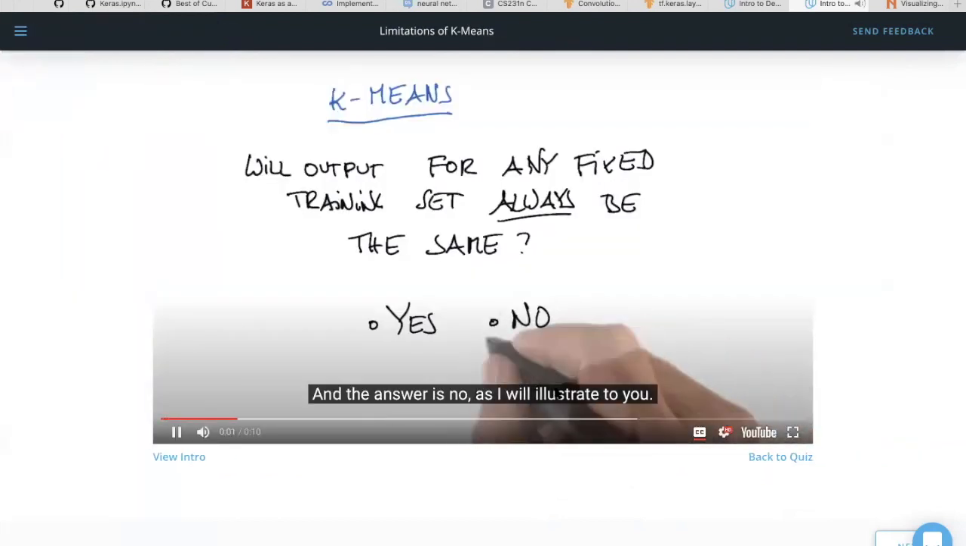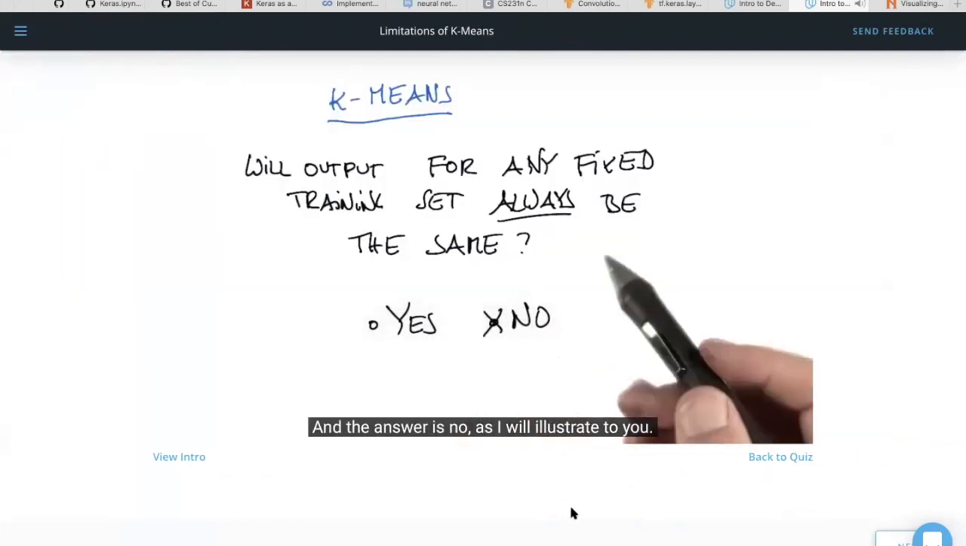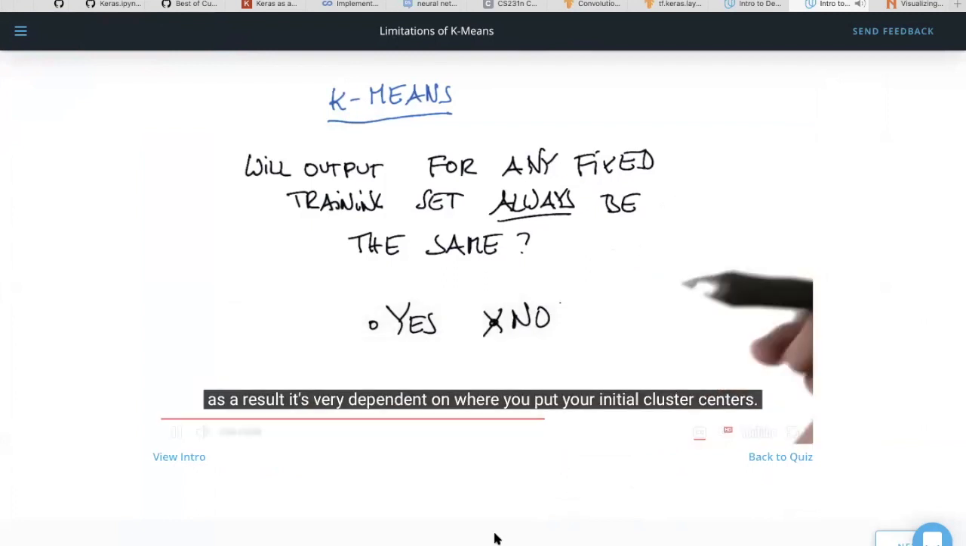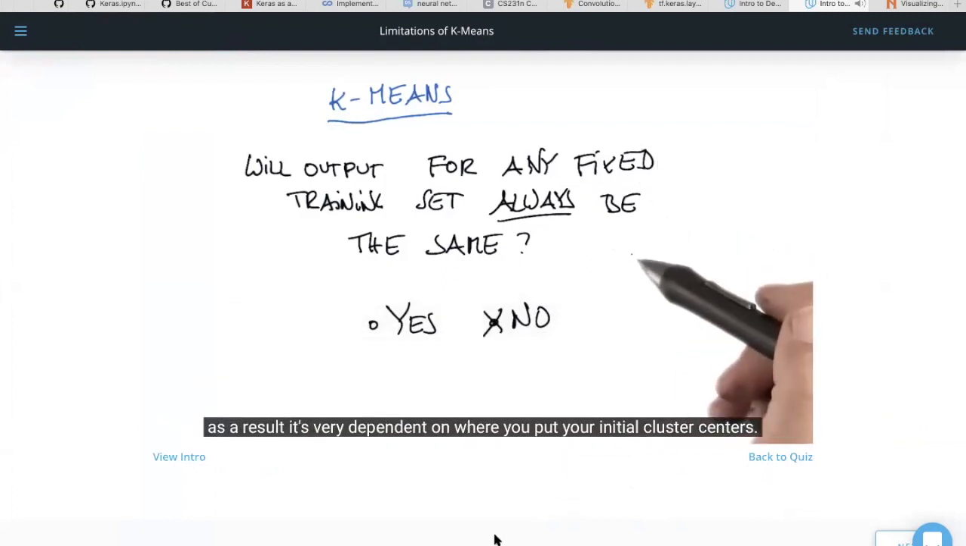And the answer is no. As I illustrate to you, k-means is what's called a hill climbing algorithm. And as a result, it's very dependent on where you put your initial cluster centers.